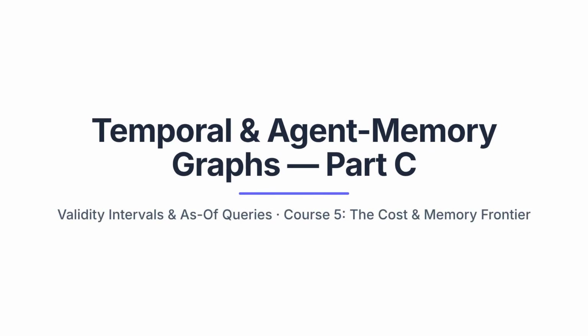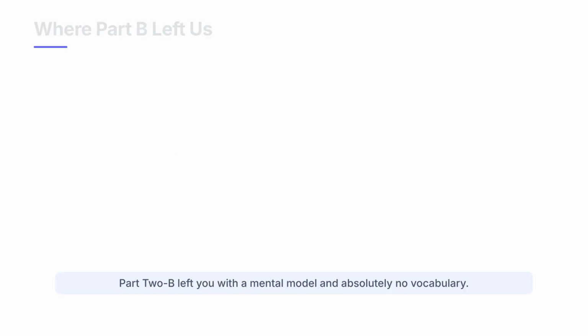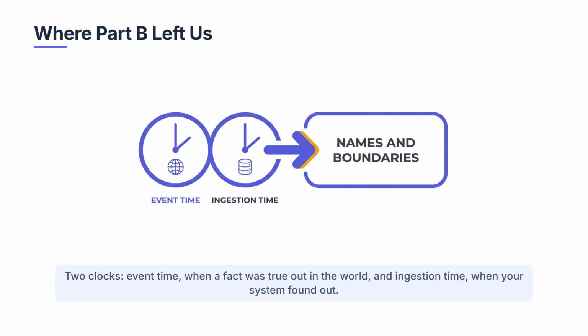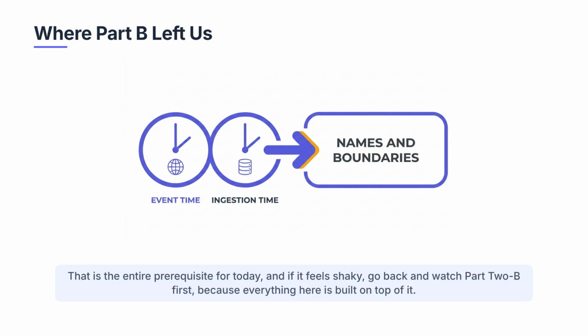Advanced Graph RAG 2, the next 5 families. Let's dig in. Part 2b left you with a mental model and absolutely no vocabulary. 2 clocks: event time, when a fact was true out in the world, and ingestion time, when your system found out. That is the entire prerequisite for today.